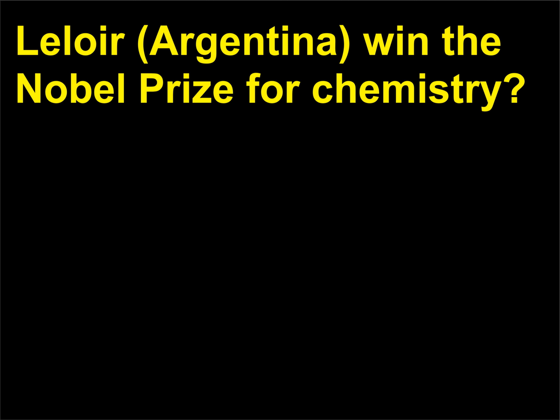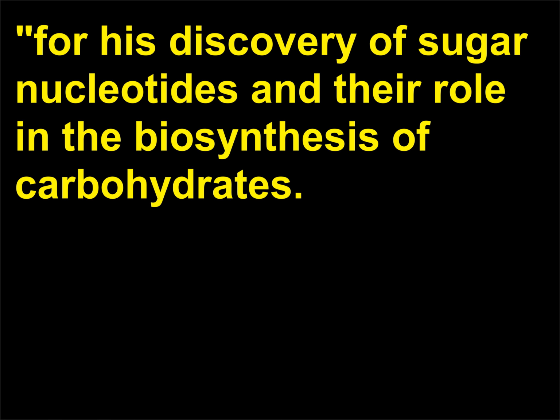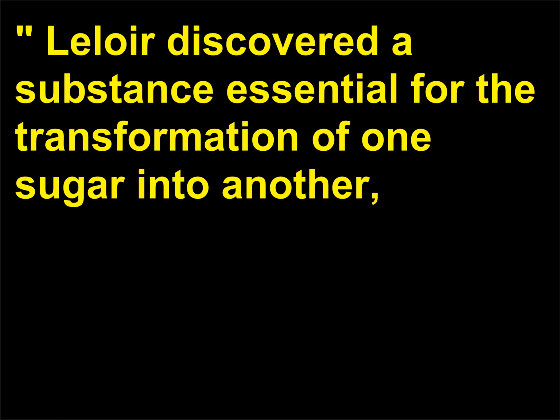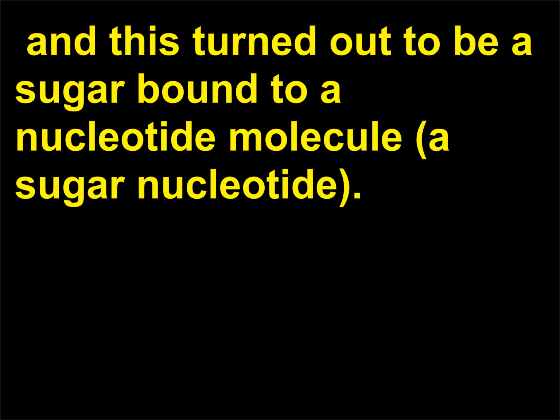Why did Luis Leloir, Argentina, win the Nobel Prize for Chemistry? For his discovery of sugar nucleotides and their role in the biosynthesis of carbohydrates. Leloir discovered a substance essential for the transformation of one sugar into another. And this turned out to be a sugar bound to a nucleotide molecule, a sugar nucleotide.